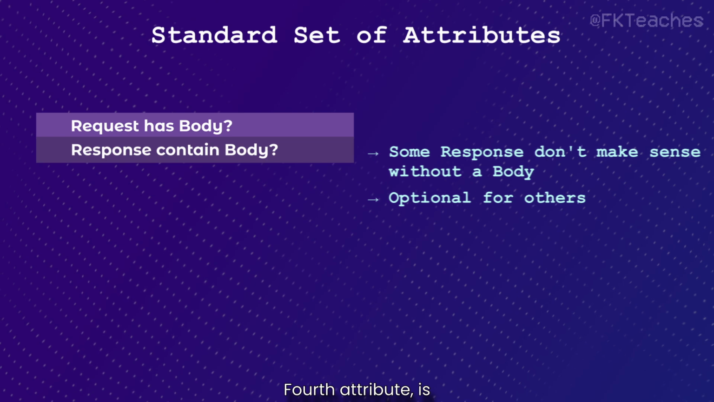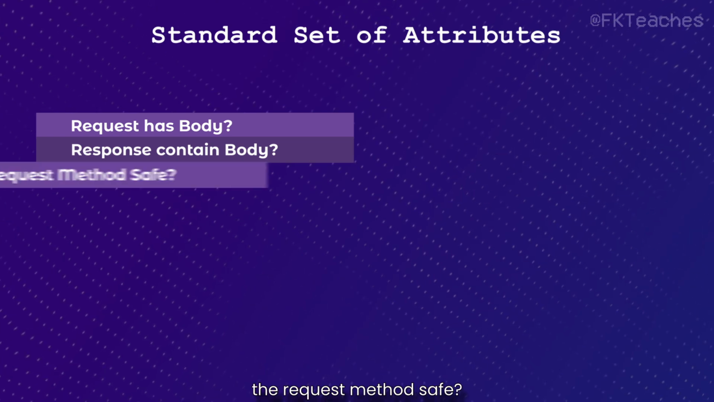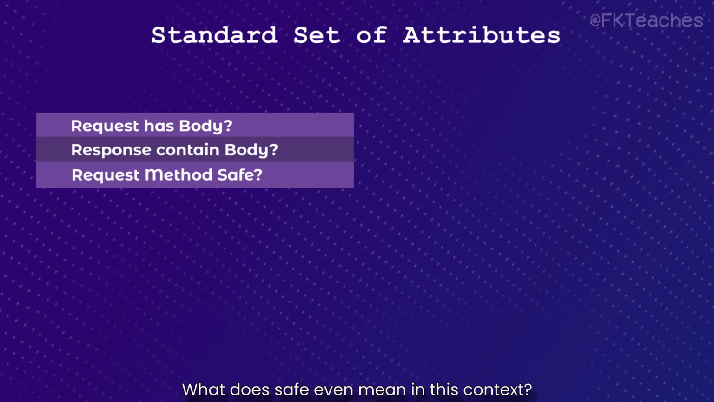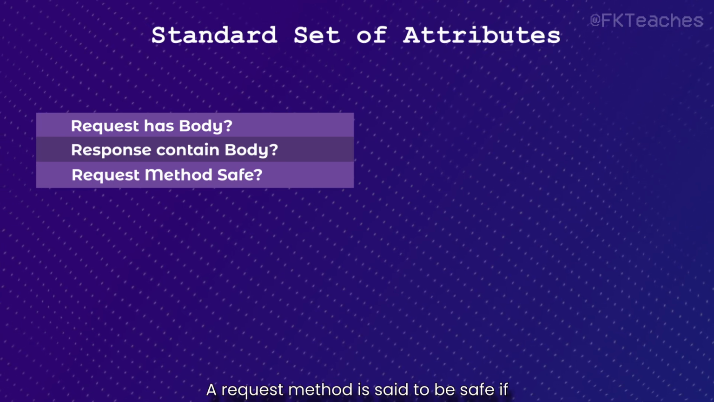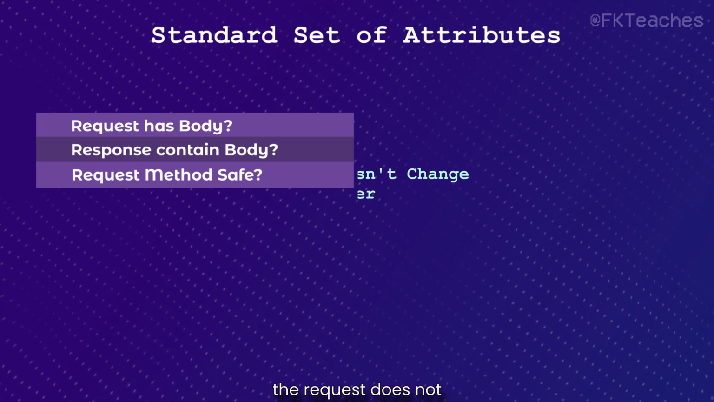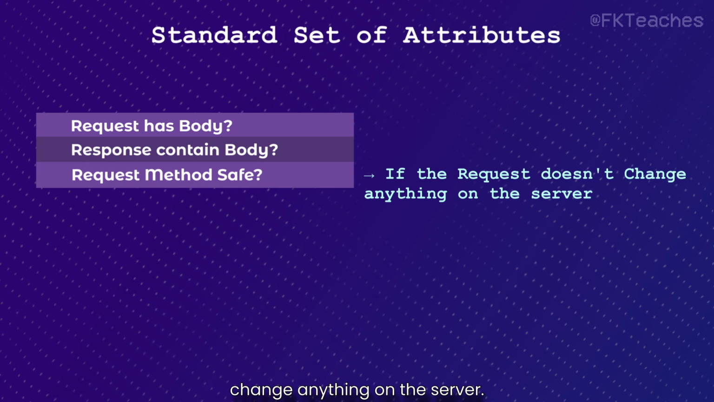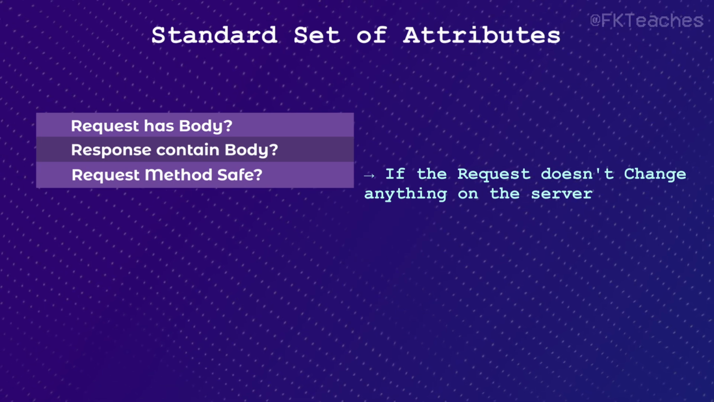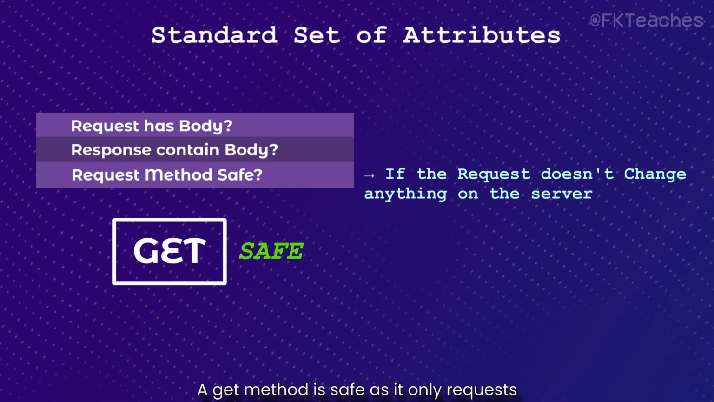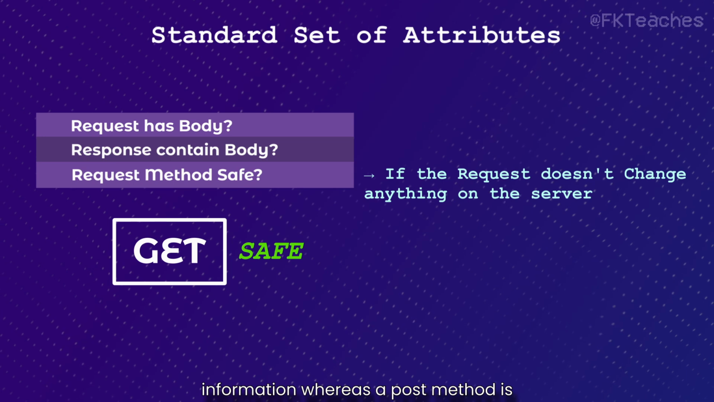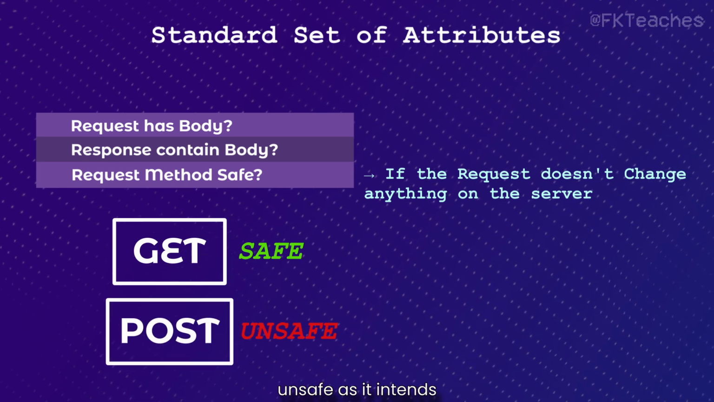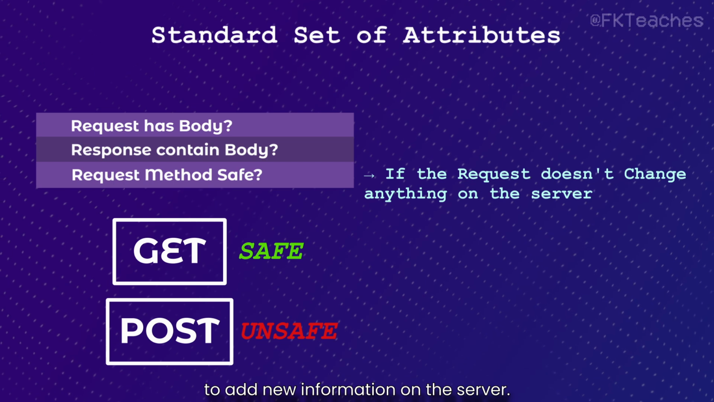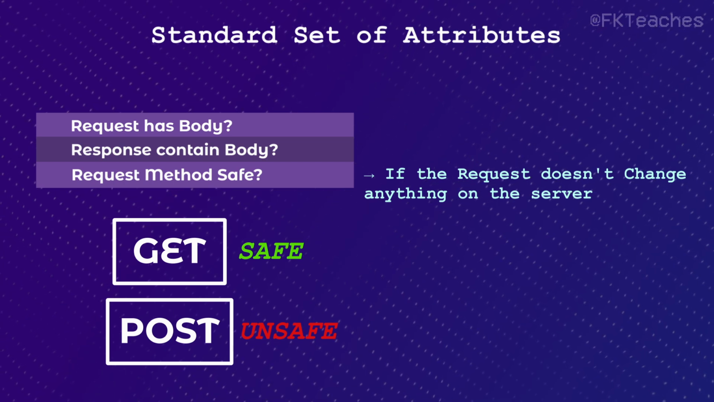Third attribute: is the request method safe? What does safe even mean in this context? A request method is said to be safe if the request does not change anything on the server. A GET method is safe as it only requests information, whereas a POST method is unsafe as it intends to add new information on the server.